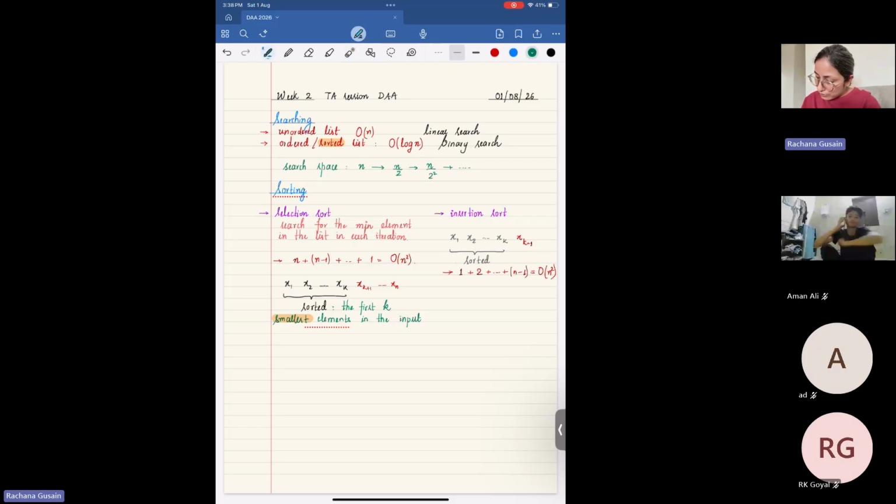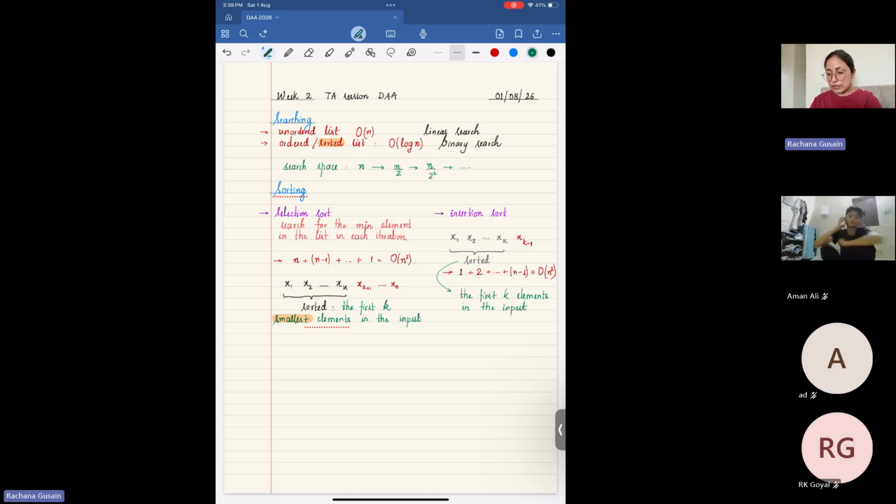So over here, these are the first k elements in the input, which are sorted. So that is how the working of selection and insertion sort differs.